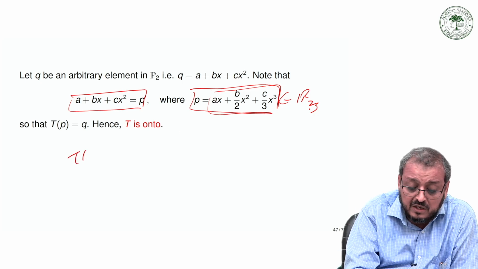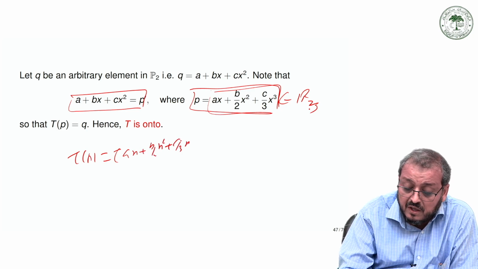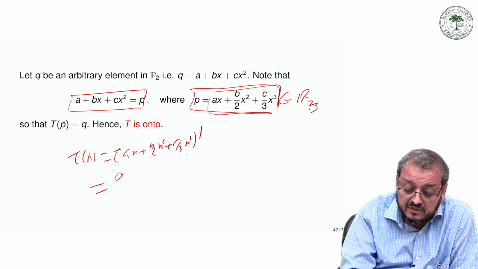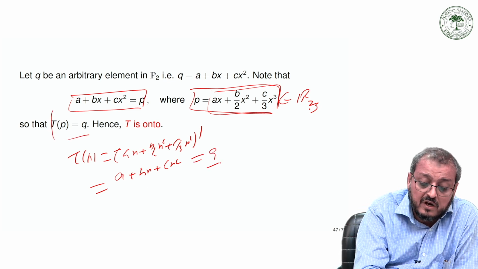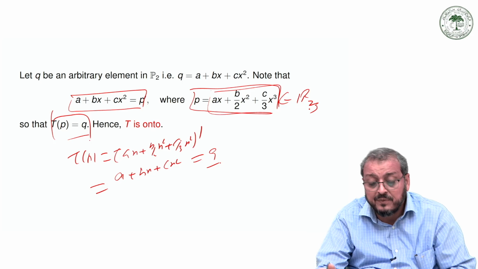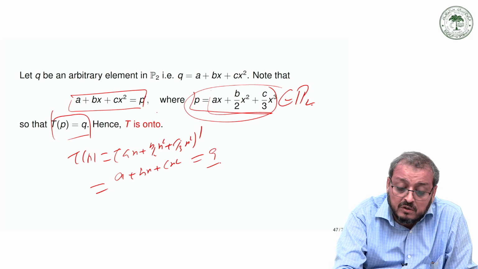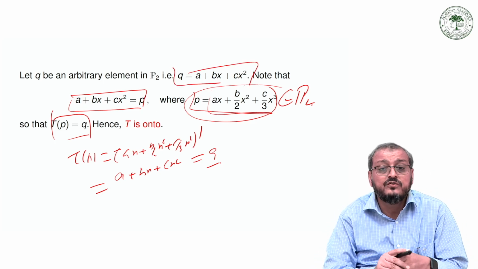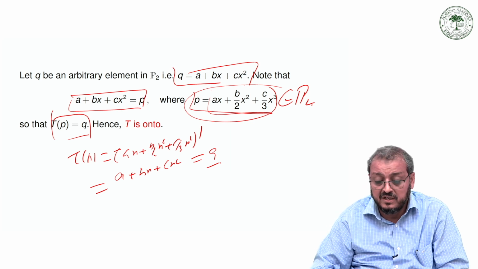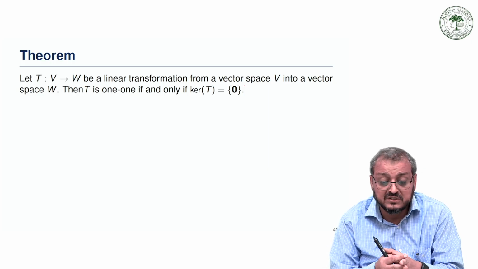And then if we take T of P, we get T of P is equal to the derivative of a x plus b by 2 x square plus c by 3 x cube, and then you can see clearly this is equal to a plus b x plus c x square, and that is equal to Q. So this means T of P is equal to Q, and for any arbitrary element Q in P2, we can find an element P in P3 such that T of P is equal to Q. So clearly this map T is an onto linear transformation.